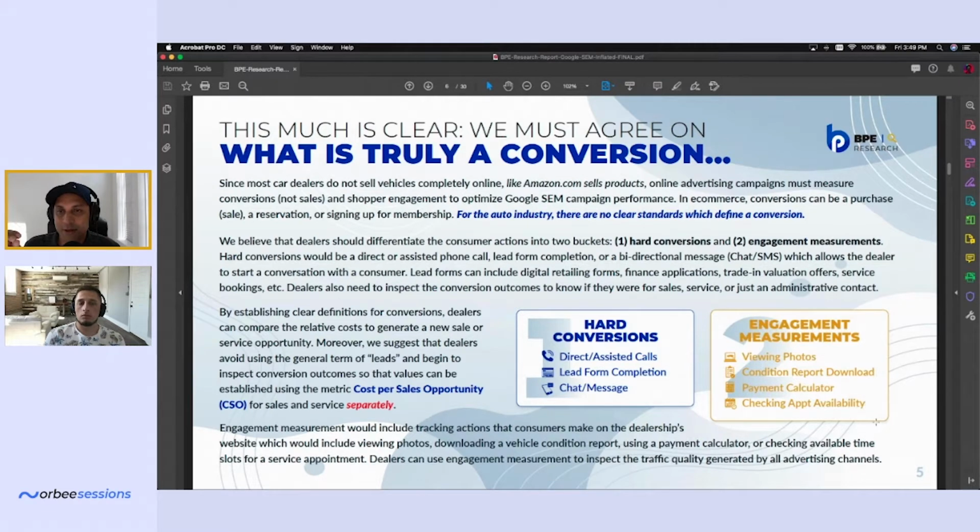So what Brian Pash is talking about here is making sure, number one, you differentiate between hard conversions. That's like the lead forms being filled out. Those you will see because those leads get posted to your CRM. But you won't see a lot of the engagement measurements being collected and being fed into the shopper profile. So let me show a quick example of what I mean.